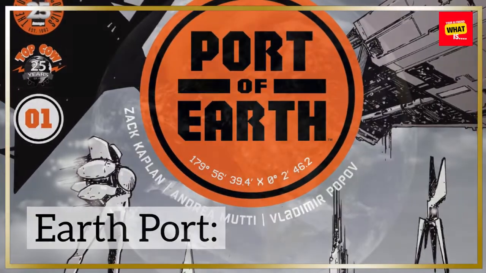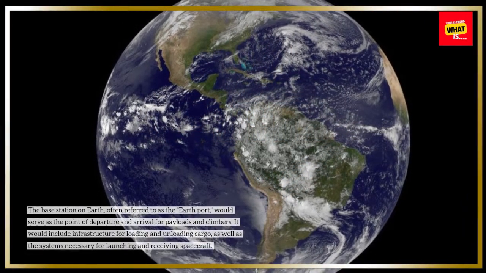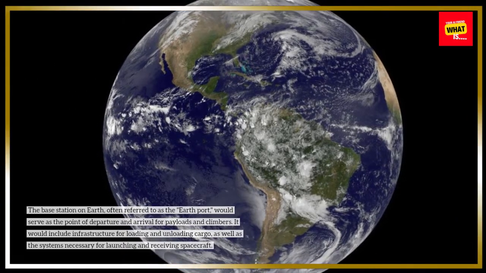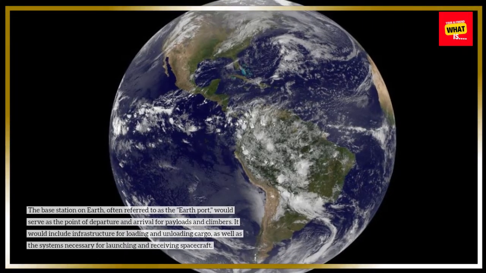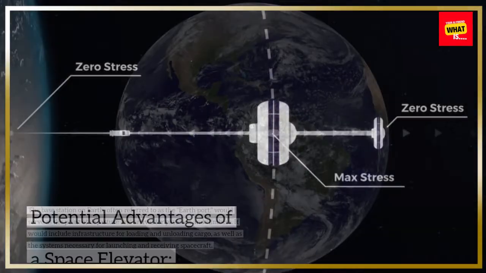Earthport. The base station on Earth, often referred to as the Earthport, would serve as the point of departure and arrival for payloads and climbers. It would include infrastructure for loading and unloading cargo, as well as the systems necessary for launching and receiving spacecraft.